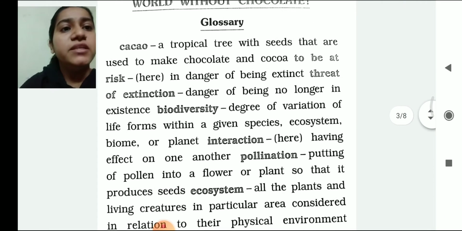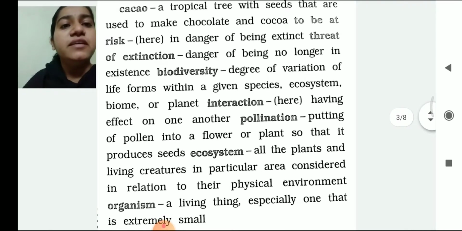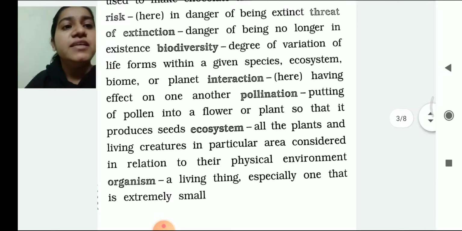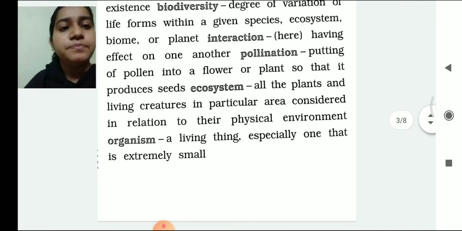Cocoa, that means a tropical tree with the seeds that are used to make chocolate or cocoa. At risk, that means here it means in danger of being extinct. Threat of extinction. Threat, that means danger of being no longer in existence. Biodiversity, that means the degree of variation of the life forms within a given species, ecosystems, biome or a planet. Interaction, that means having effect on one another.